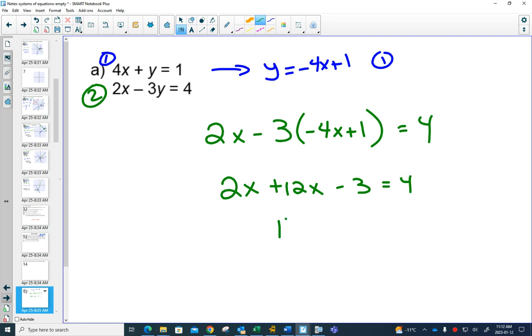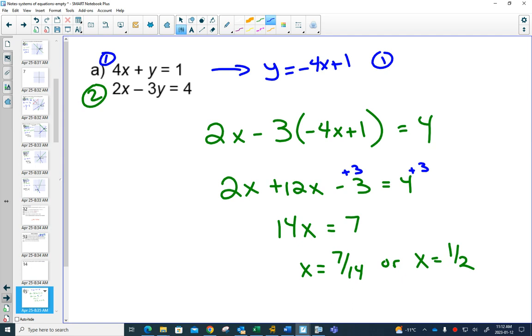I have like terms. This will be 14x. I can add 3 to both sides. Gives me 7. I can divide both sides by 14. And I get 7 over 14, which means that x is a half. How did we get the 7? I saw these were like terms, but they were on opposite sides, so I added 3 to both sides.